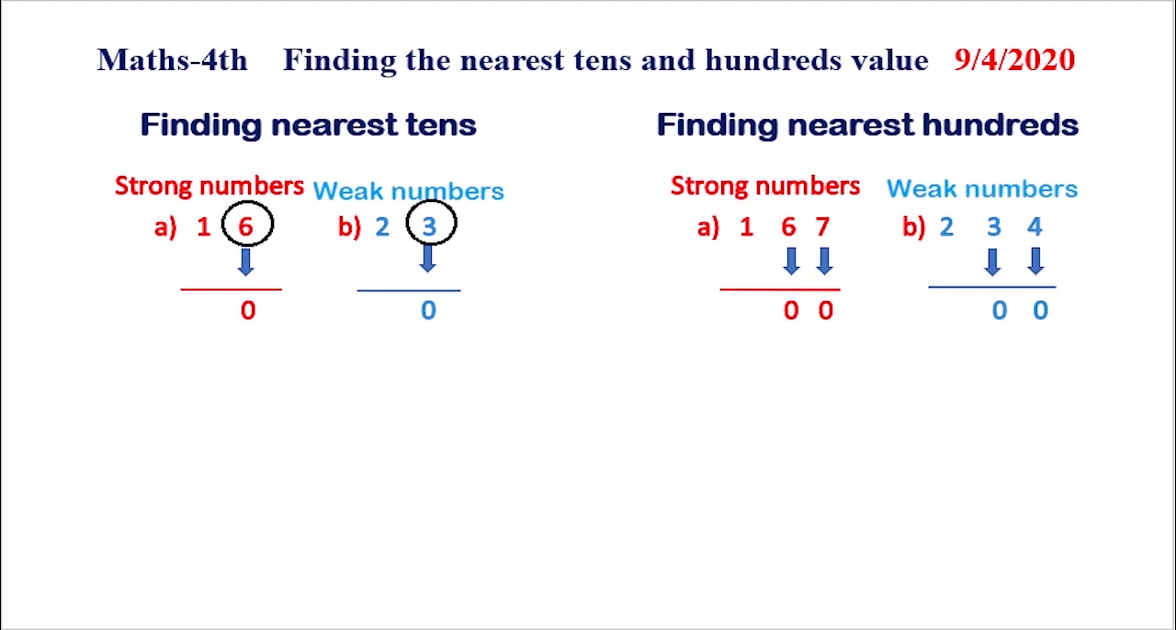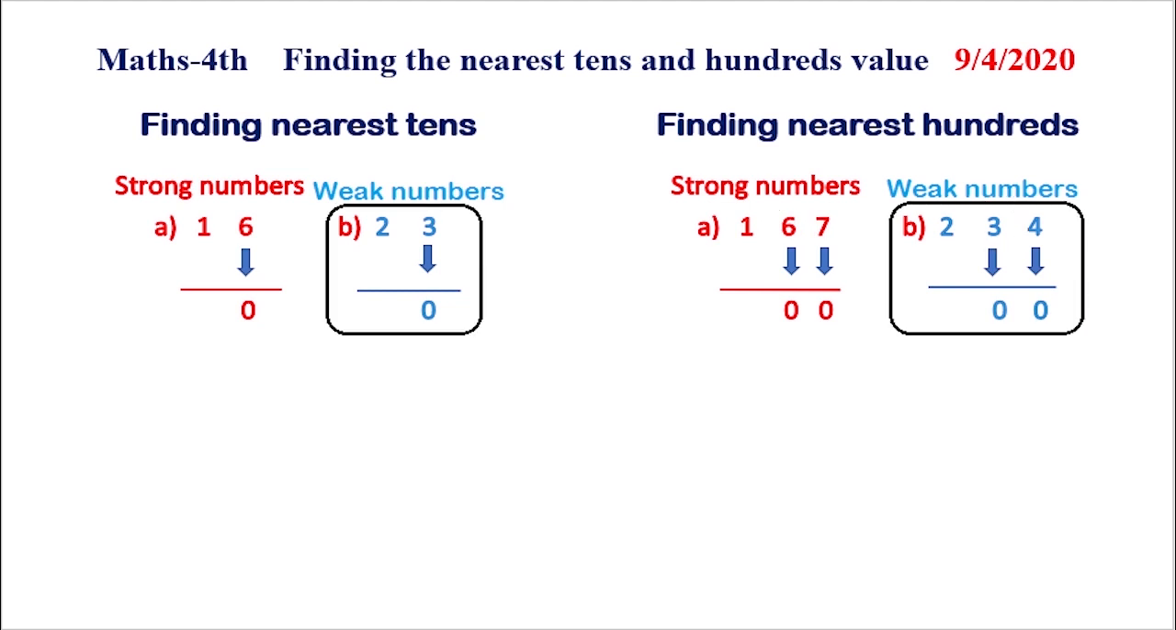Now let's check the ones place number. In finding the nearest tens, is the ones place number a strong number or a weak number? And then again let's come back to finding the hundreds, and here check the tens number. In finding the nearest hundreds, you need to check the tens number. Are those numbers strong numbers or weak numbers?